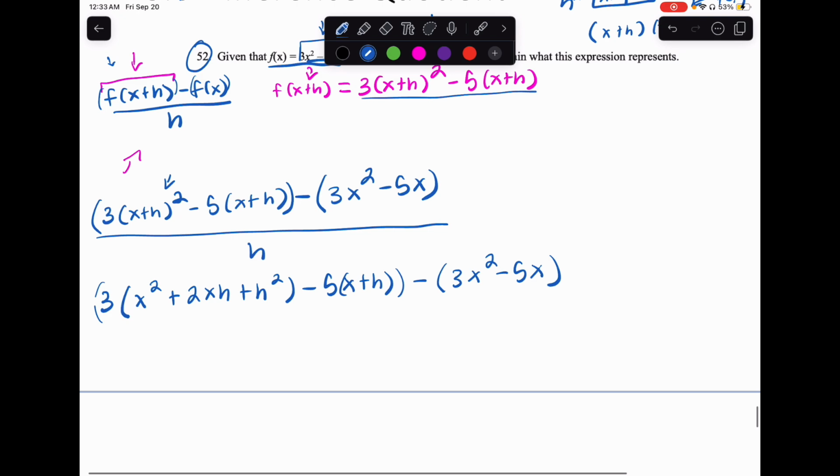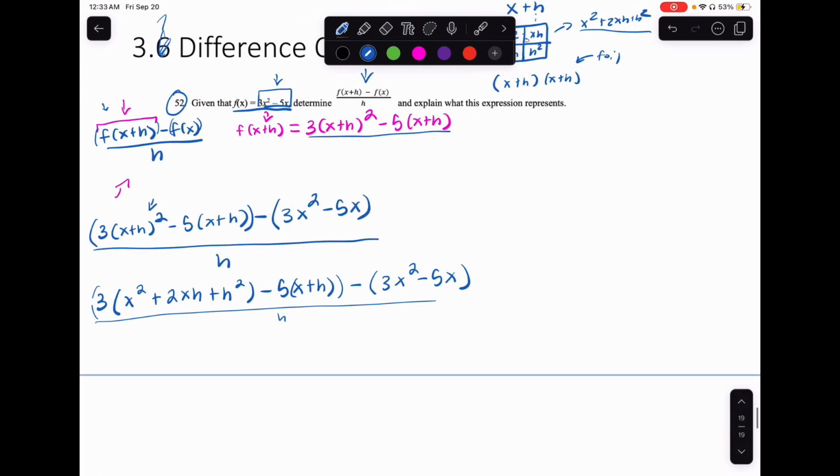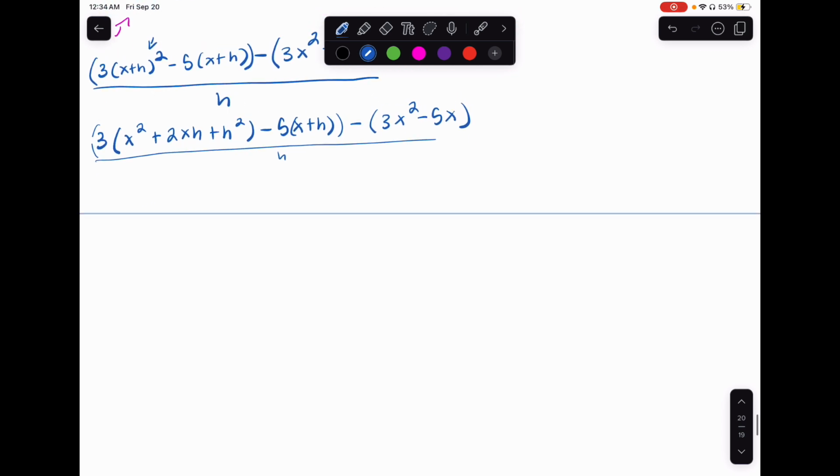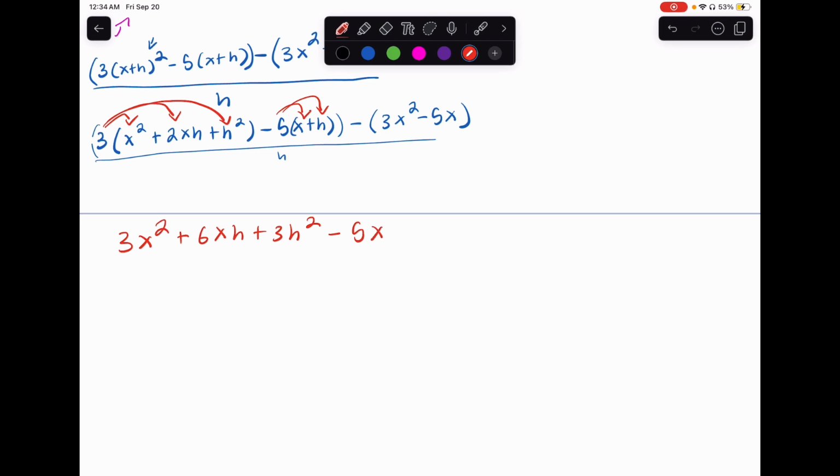Okay, so let's keep simplifying. Again, all of this is over h. Let's move down here. Next up, we're going to distribute our 3 to this expression. So we have 3x squared plus 6xh plus 3h squared. Then we want to distribute this negative 5 along here, so we would have minus 5x and then minus 5h.